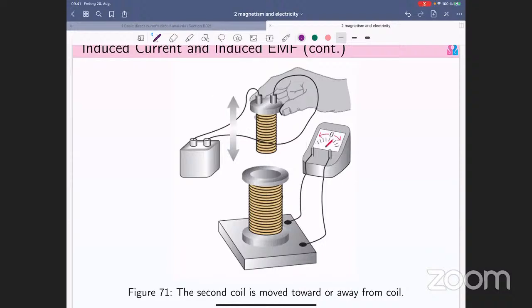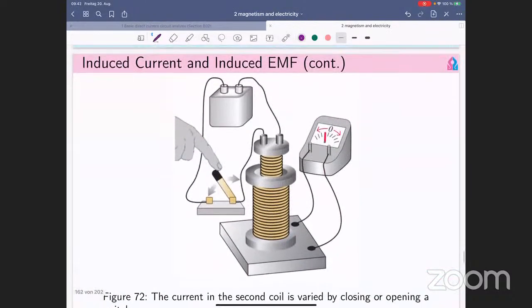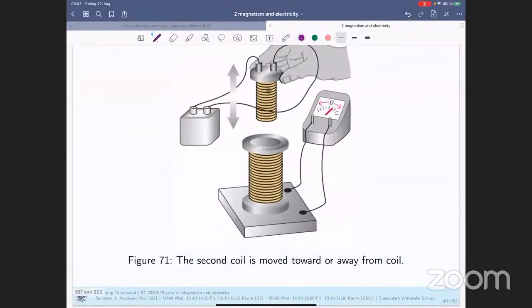If you move it out of or into the coil, the needle in the ammeter is going to move right away, sweeping from left to right like this. That's the movement of the conductor in and out, in and out, and you get the sweeping of the needle.